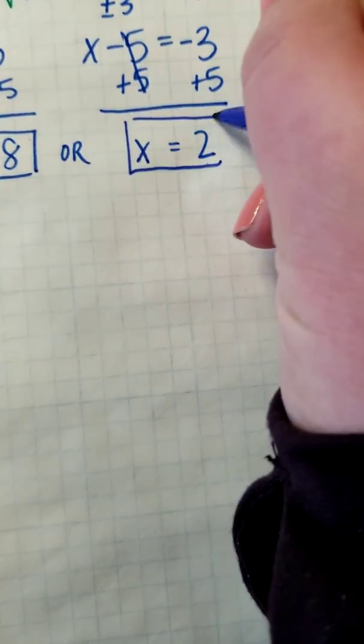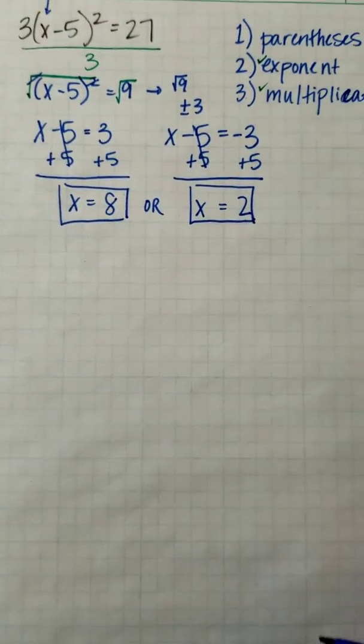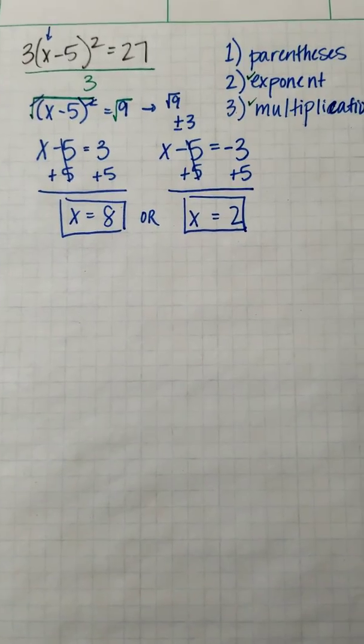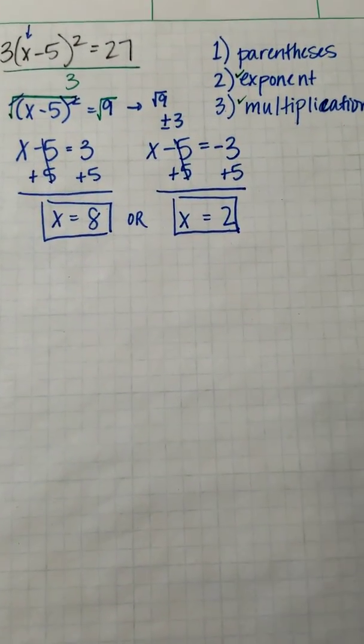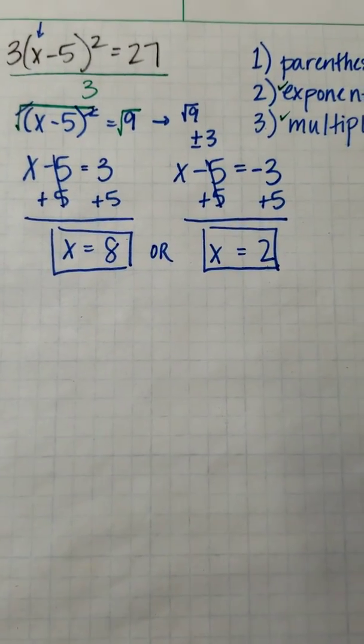And in a quadratic equation, I would talk about how this makes sense to find two possible solutions, because in a quadratic, we're dealing with parabolas and potentially two places where it crosses the x-axis. So that is my solution right there.